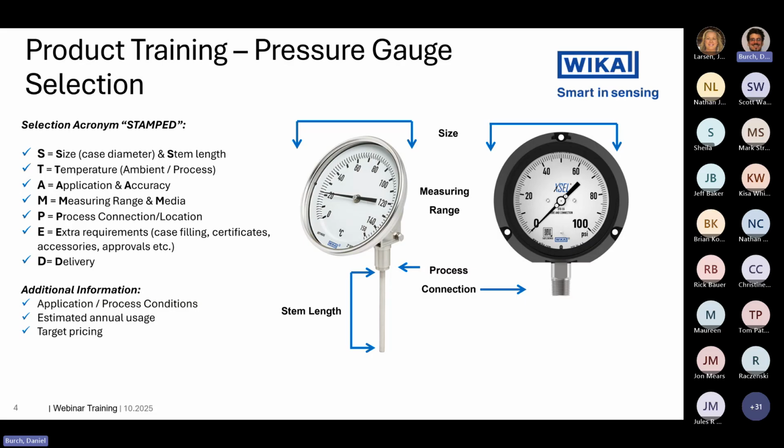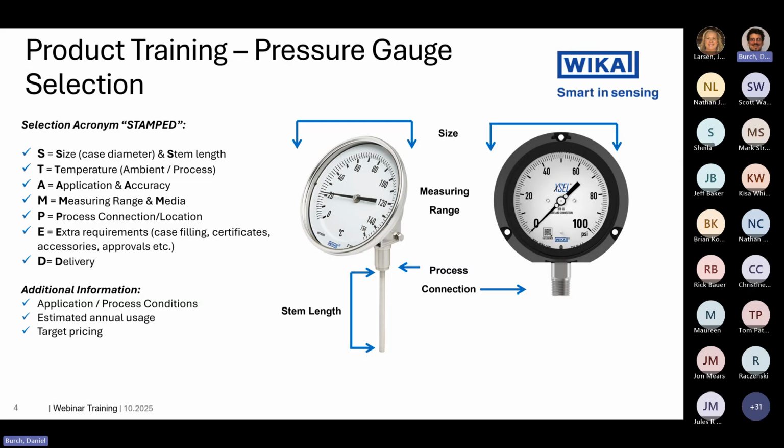Again, touching on the E for the extra requirements, such as case fillings, certificates, any type of accessories or approvals that are required, that'll cover your E. And then D for delivery, as we talked about: for your particular need, do you just need a gauge that meets these basic requirements and need it to ship today? Okay, that's something we can pull from stock and cover your needs. Or is this going to be something a little more extensive that's going to take more time, but you're willing to wait on whatever that lead time is?